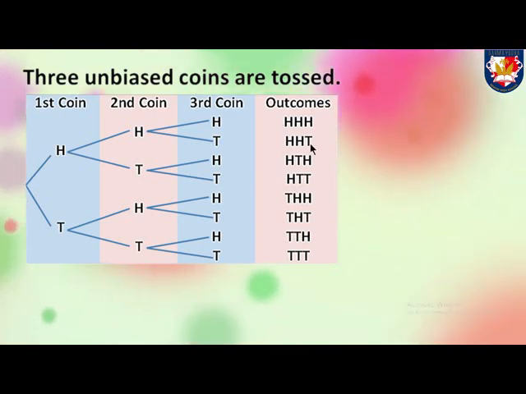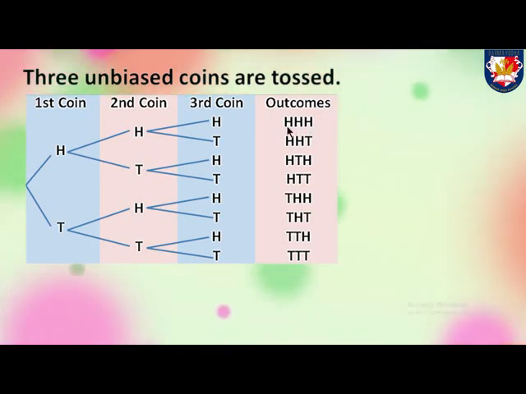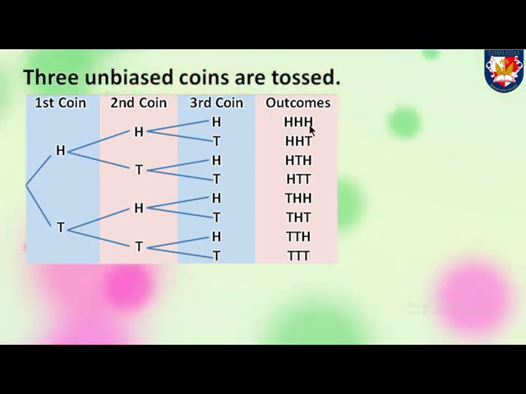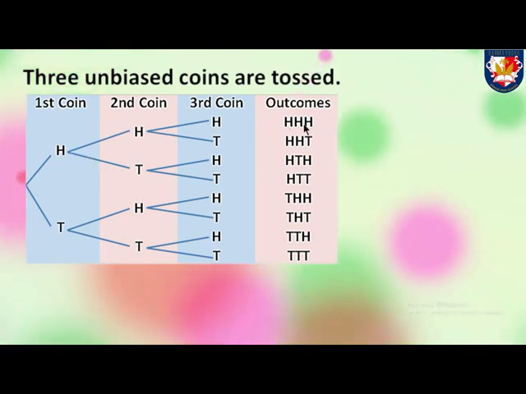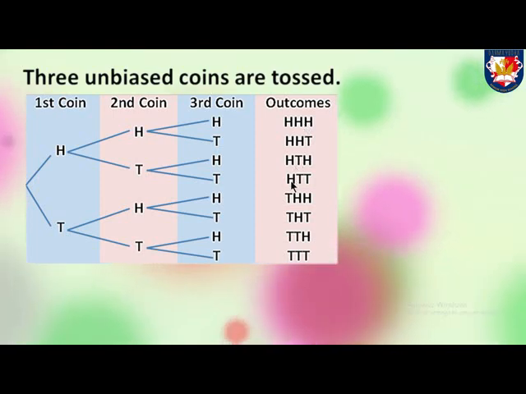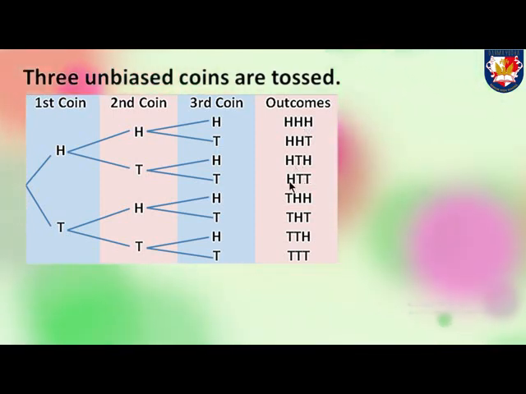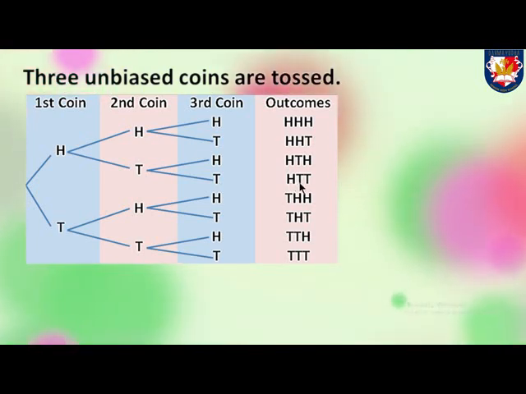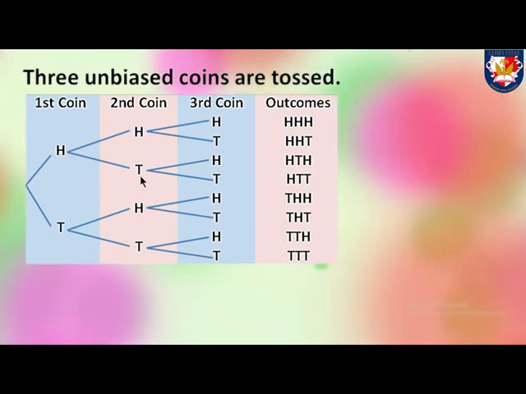There are 8 outcomes. Head, head, head means you got head at the first coin, head at the second coin, and also head at the third coin. How about this one? Head, tail, tail. It means you got head at the first coin, tail at the second coin, and also tail at the third coin. You got this one, HTT.